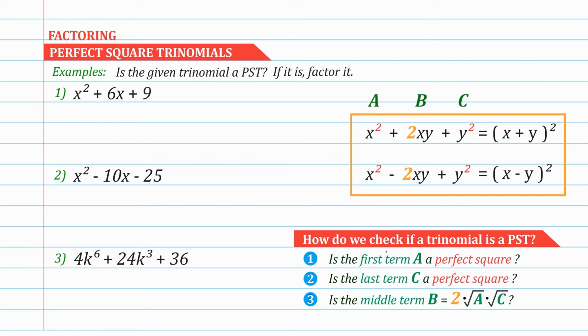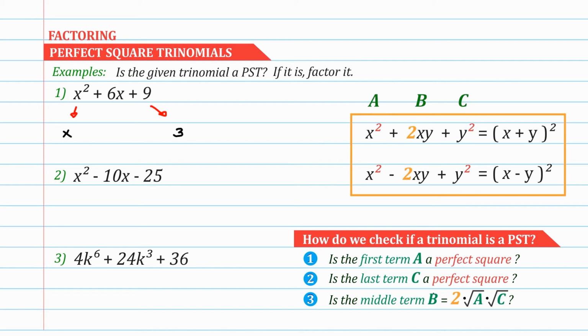Okay, let's try number 1. Is the first term a perfect square? That's the first question. So to get that, ang tanong is, anong square root nito? What's the square root of x squared? It's x. Okay, it's a perfect square. Done, first question. Next, is the last term c a perfect square? Looking at 9, it's a perfect square. What's a square root? It's 3. Number 2 question, done. But you're not yet done answering the problem kasi may number 3 pa.